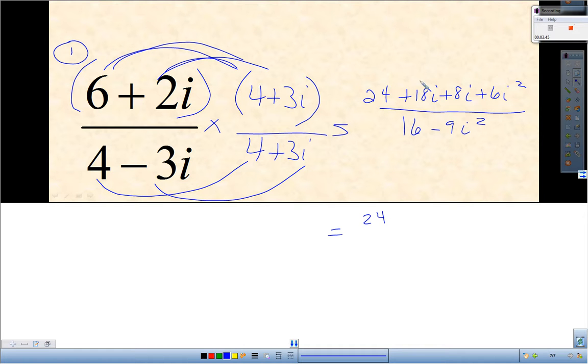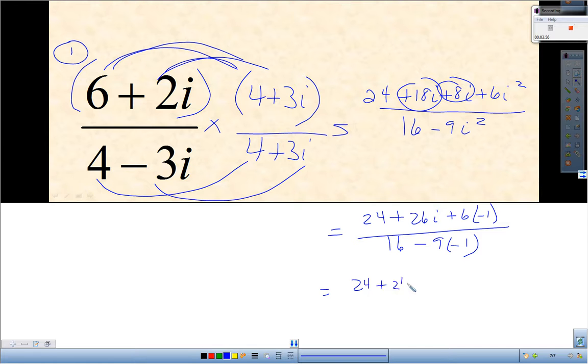In the numerator, I see 18i plus 8i, so that would give me 26i. And then I also notice that I have an i squared, which is negative 1. So I'm going to replace those, and that will give me 24 plus 26i minus 6 over 16 plus 9. In the numerator, 24 minus 6 will be 18, plus 26i over 16 plus 9, 25. You could leave it like that or break it apart into 18 over 25 plus 26 over 25i. But either one of those would be acceptable.